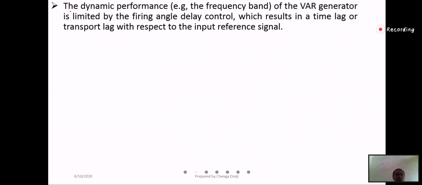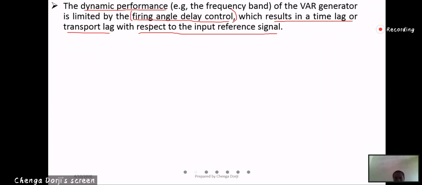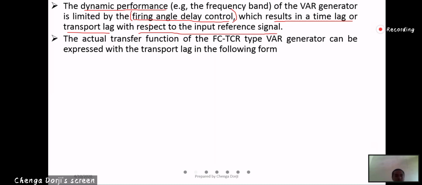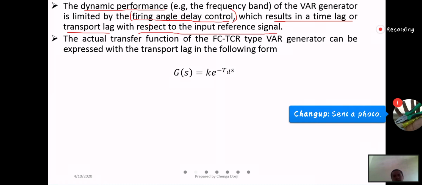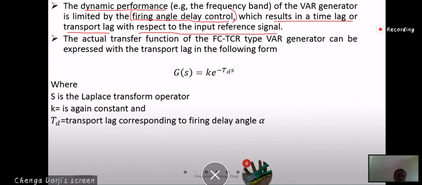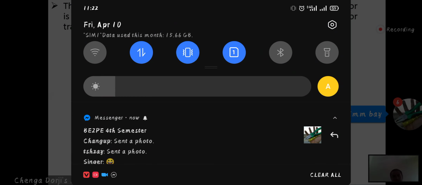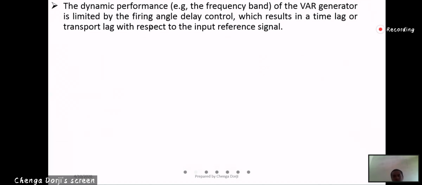Then another point from this VI characteristic is that the dynamic performance of the var generator is limited by firing angle delay control. Means by controlling the current flowing in the inductor, which results in a time lag or transport lag with respect to the input reference signal. So by using this, you can make it lagging. Okay, so transport lag or time lag in this. So this is what you will have, just in general. From there, if you can find out the transfer function of this, then you'll get this.